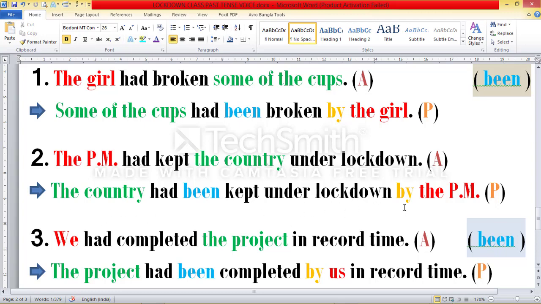Then the preposition by will come. So preposition by has come. And at last you have to make the subject of the active form the object of the passive form. So the Prime Minister has become object here. So the passive form of the sentence, the Prime Minister had kept the country under lockdown, is the country had been kept under lockdown by the Prime Minister.